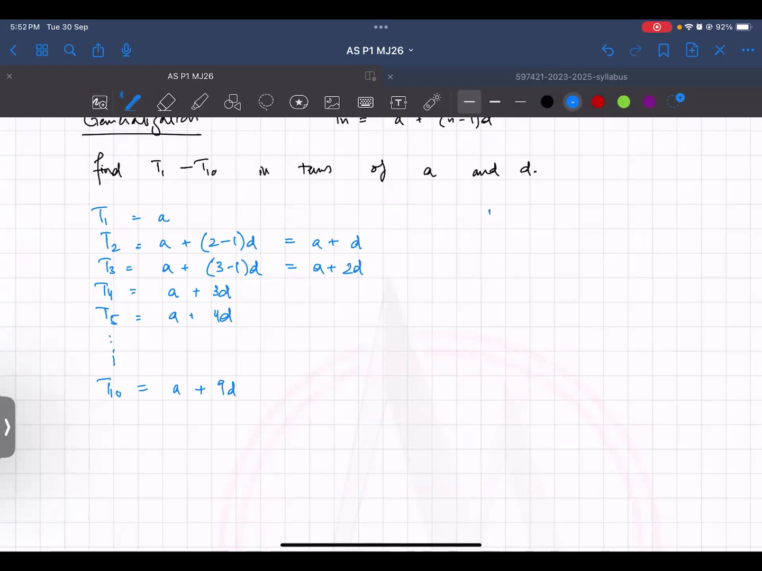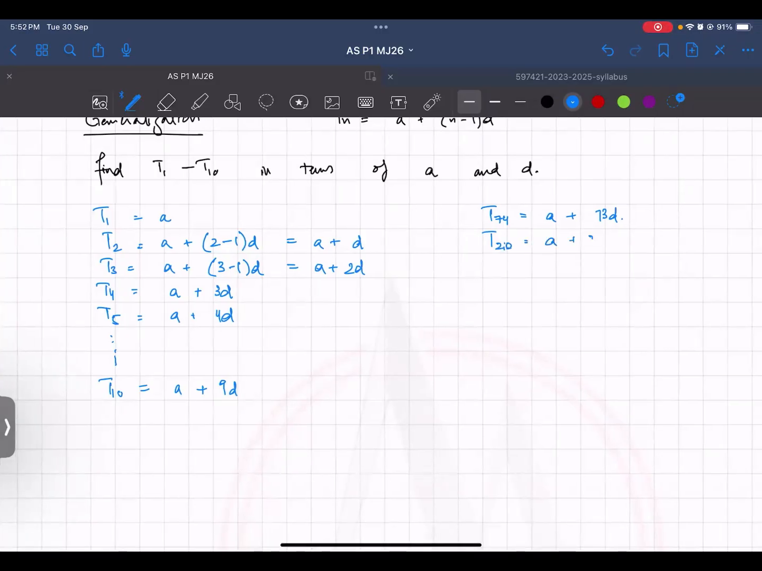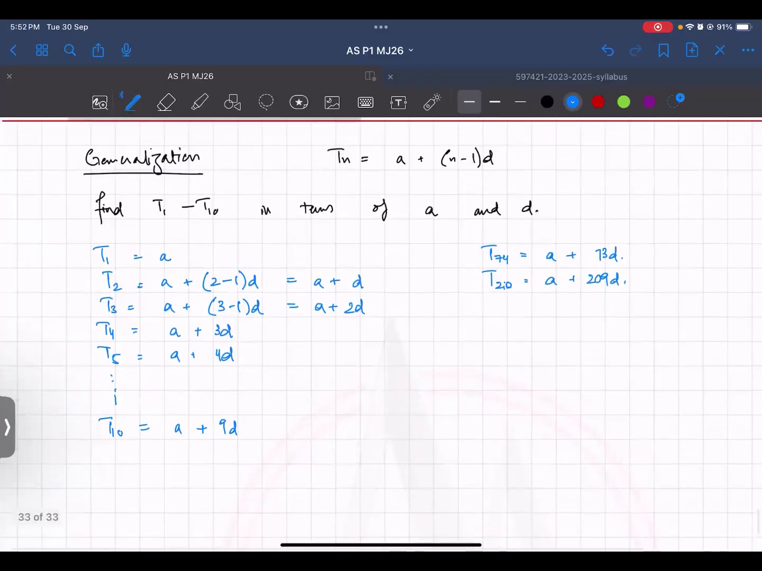Let's suppose they ask you to find the value of T74, you can generalize it. This would be A plus 73D. The coefficient of D would be 1 less. Isn't it? If they ask you for the term 210, this would be A plus 209D. Okay, so you can find any term from anywhere. If you don't know the value of A and D, you can write it in a generalized form. You can open it up like this. So the coefficient of D is always 1 less than the term number.